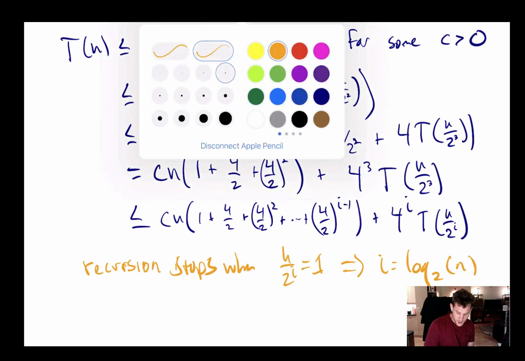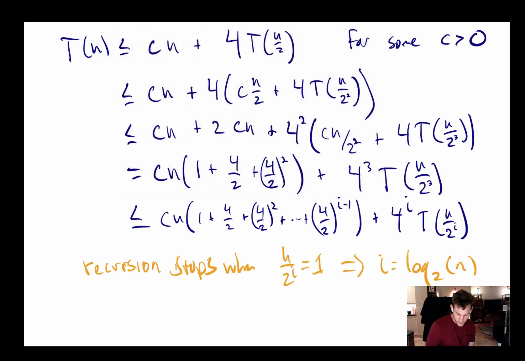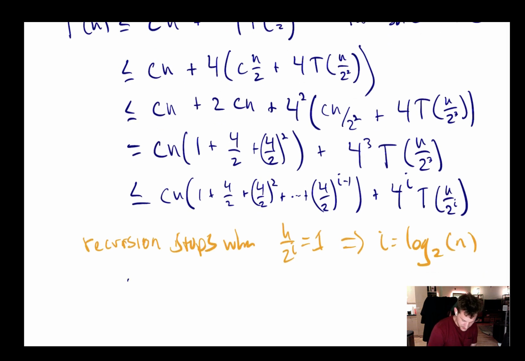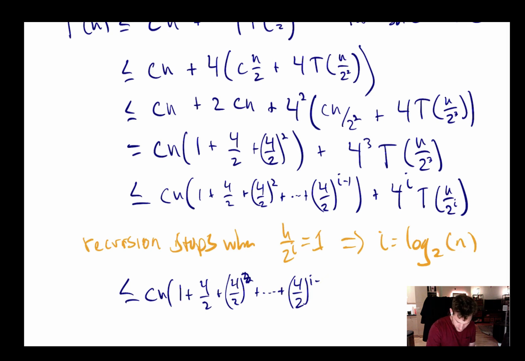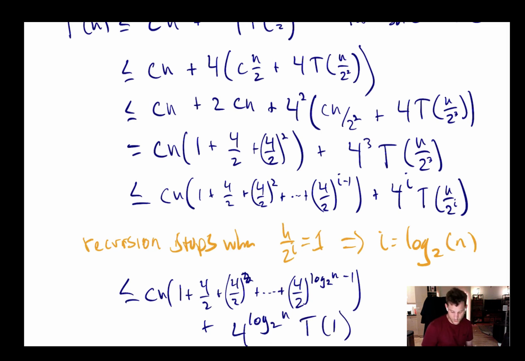So what we want to do here is plug in the case when i is equal to log base 2 of n. So of course we can continue this calculation and write that this whole thing is less than or equal to c times n times 1 plus 4 over 2 plus 4 over 2 squared plus up to 4 over 2 to the log base 2 n minus 1, plus 4 to the log base 2 n times t of 1. Of course, t of 1 is just going to be a constant. We'll just call it O of 1.